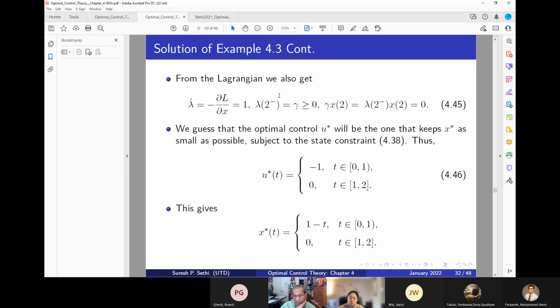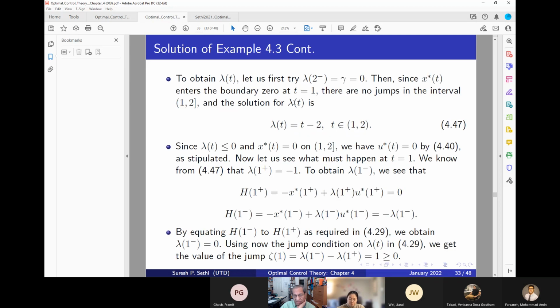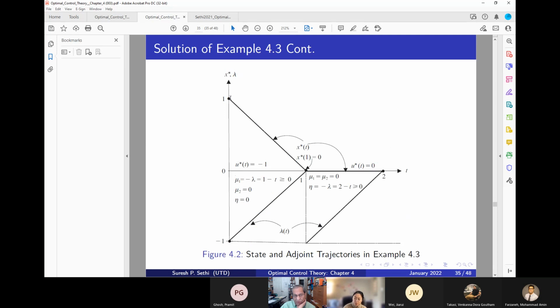There's a picture here somewhere. We go from here to there with minus 1 control, then we switch to 0 control and go all the way up to here. So that's our trajectory, the optimal trajectory. All we now want to find out is what the lambda is.